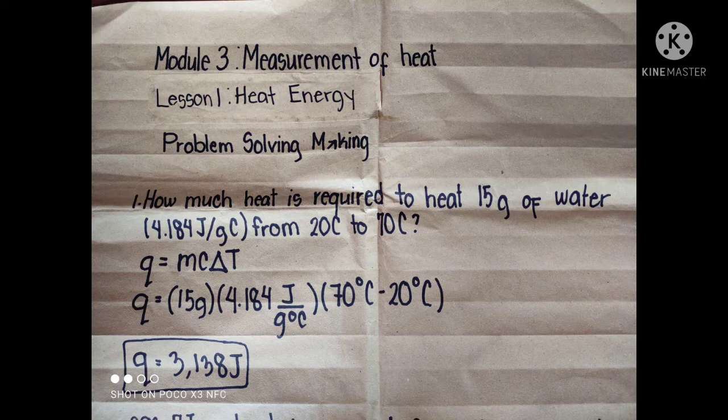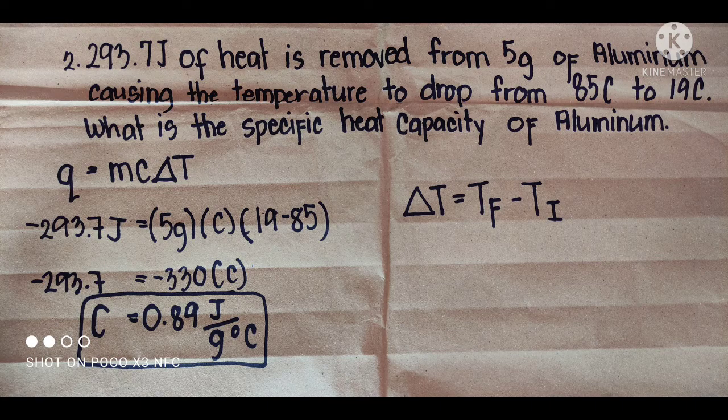So 70 minus 20 is 50. 50 multiplied by 4.184 multiplied by 15 will give you 3,138 joules. So that's how much energy is required to heat up 15 grams of water from 20 to 70 degrees Celsius.